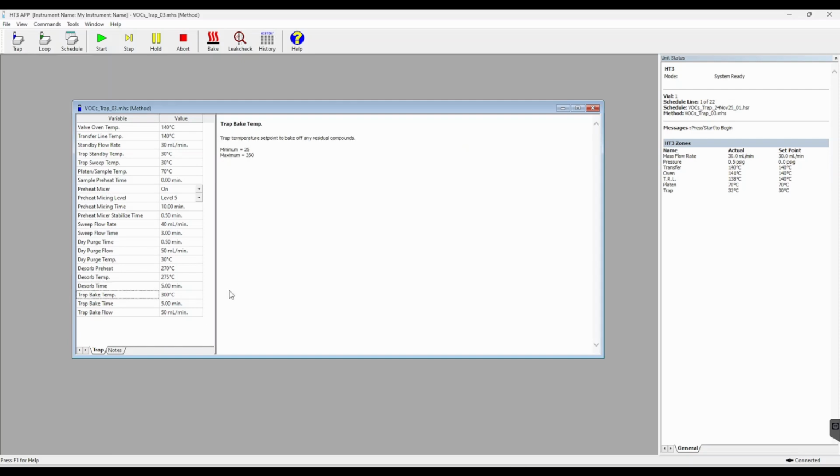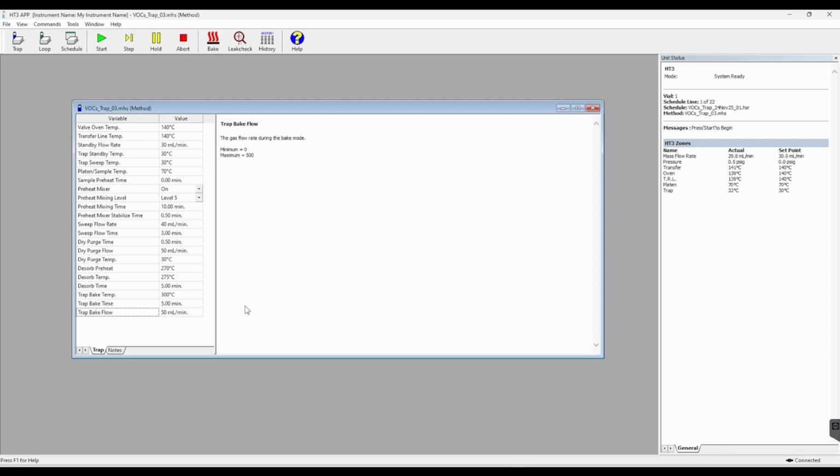Trap bake temperature. The trap bake temperature is the temperature set point to bake off any residual compounds. The trap manufacturer will recommend a bake temperature, and if the temperature is set above this recommendation, it could lead to shortening the life of your trap or damaging it. Trap bake time. This is the amount of time the trap is in bake mode. This typically should be set long enough to remove any residual analytes from the trap. Typically this is 1 to 10 minutes.